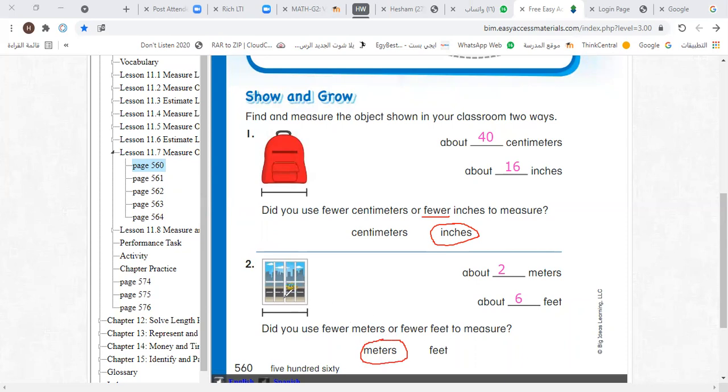Okay, Omar, we measured this window and we found it's about 2 meters and 6 feet. The question now is, did you use fewer meters or fewer feet? Which number is small? Fewer means smaller. Which one is smaller, the number of meters or the number of feet? The smaller is meters. Here 2, but here 6. So the fewer is meters.